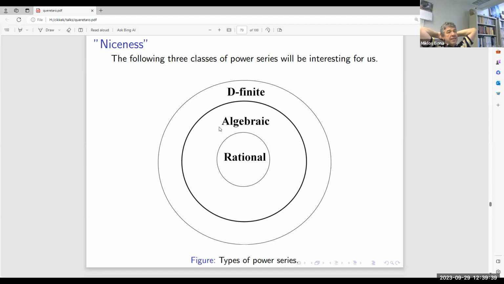And D-finite, that means differentiably finite. That is when you take all the derivatives of your generating function and the vector space that they span over the field of rational functions is finite dimensional. So for instance, e to the x is D-finite, but it's not algebraic.